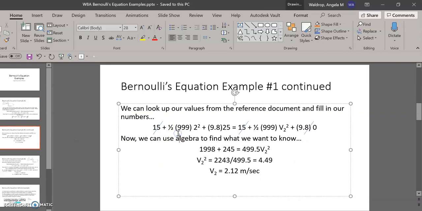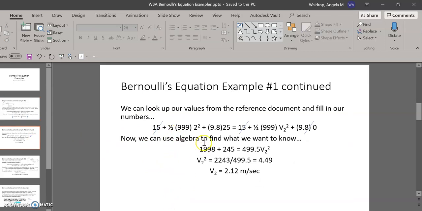We can look up the values from our reference chart, reference document, and fill in the values that we need. When we do that, the 15 is there. We have this 2 filled in because that's given information. The density we looked up from the chart, and the specific gravity we looked up there as well. We have the height, and we can see that these other terms cancel out. What we can do is simplify this out. I wrote everything out so you can see that I've considered everything, and then I've simplified it here, and we can use algebra to find the value that we need.